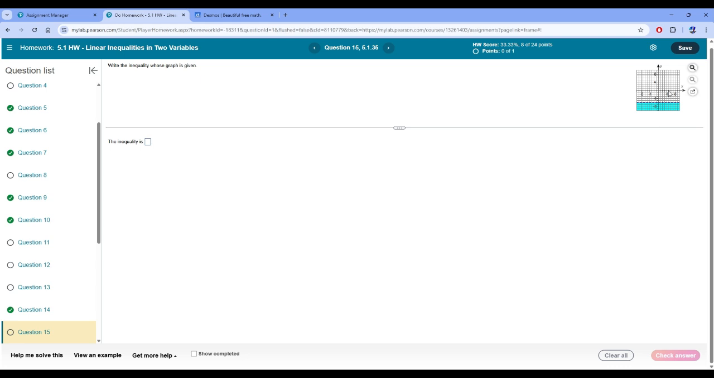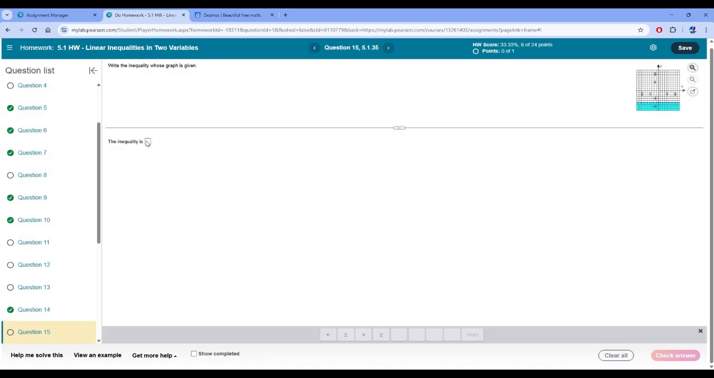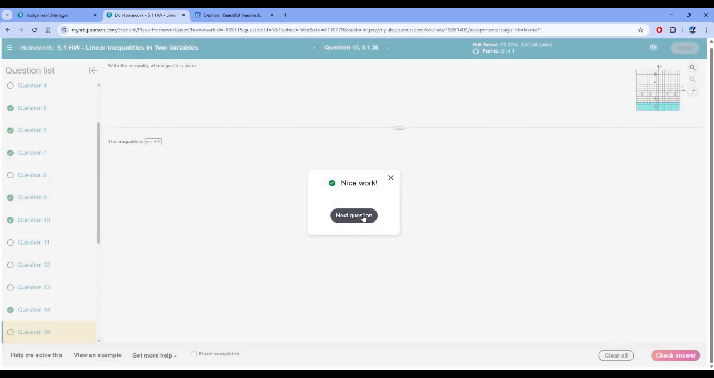All right, write the inequality. This is going to be y is less than, what is that, 4, 5, 6. y is less than negative 6. y is strictly less than negative 6.